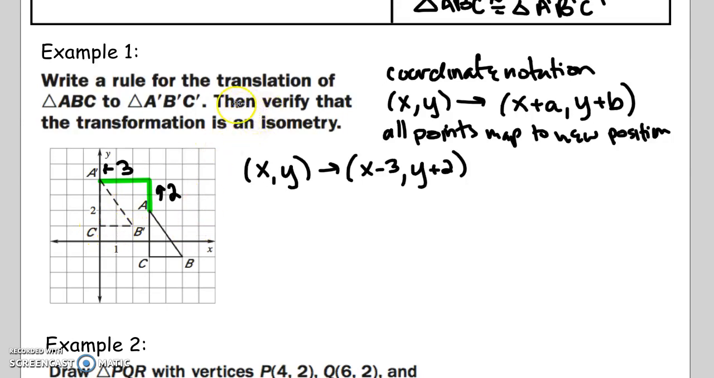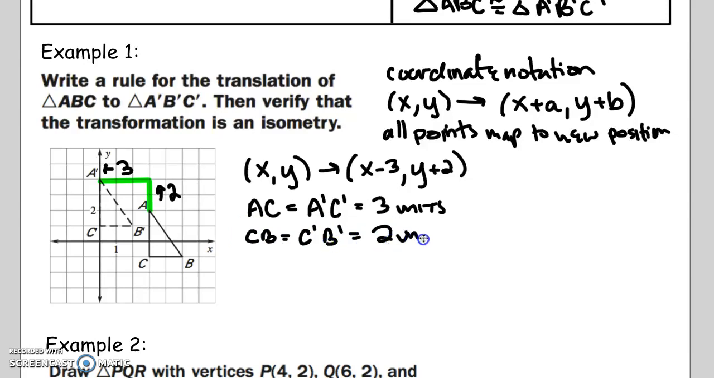So to verify that this is an isometry, what we're going to do is just prove that these two triangles are congruent by either SSS or SAS. I'm going to go SAS on this. So I'm going to go ahead and get the distance of AC, and I notice right now AC is 3 units, A prime C prime is also 3 units. So AC is equal to A prime C prime, which is equal to 3 units. Notice right here, BC is 2 units, and then B prime C prime is the same. So CB is equal to C prime B prime, which is equal to 2 units.